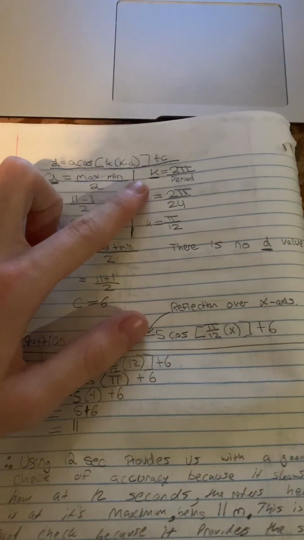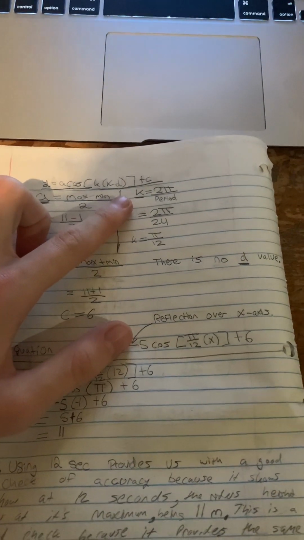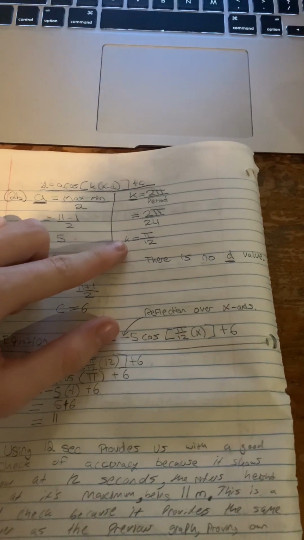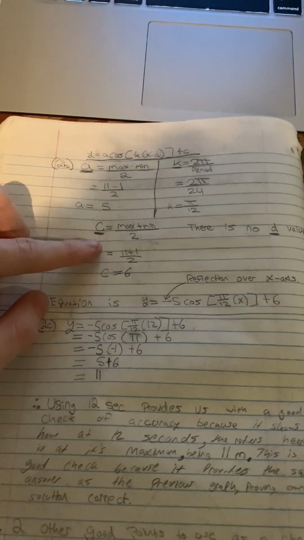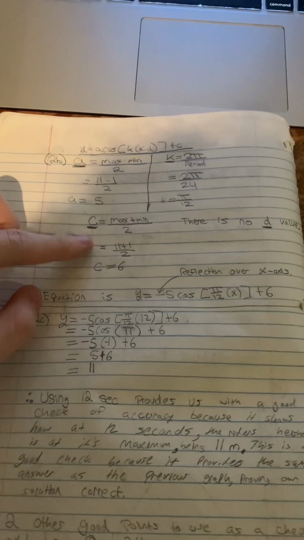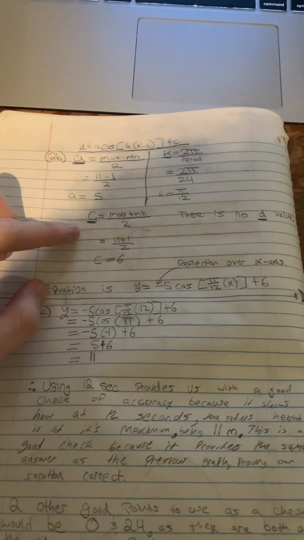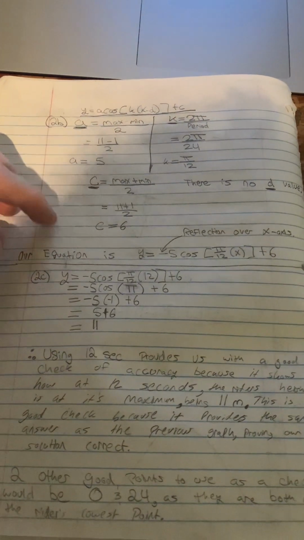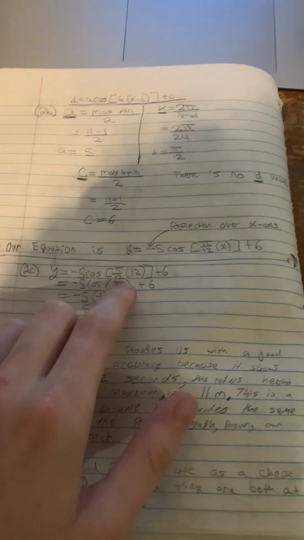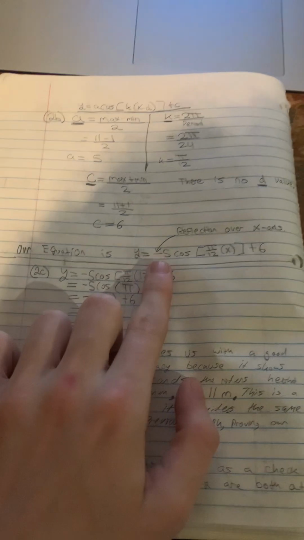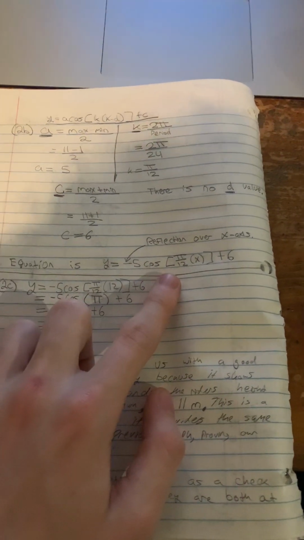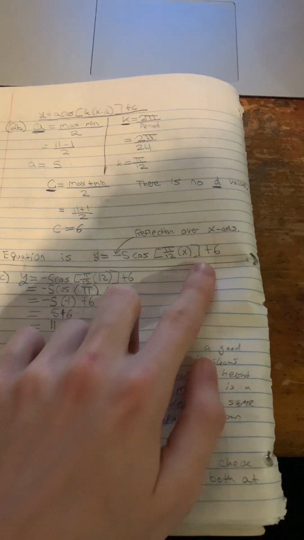I do the same thing previously that I did to find the K value with 2 pi over the period, with the period being 24. So my K value is pi over 12. I determine my C value by doing max plus min divided by 2, which is 11 plus 1 divided by 2, giving me 6. There is no D value, so given that there is a reflection in the x-axis, you will add a negative to give you the equation of y equals negative 5 cos pi over 12 times x plus 6.